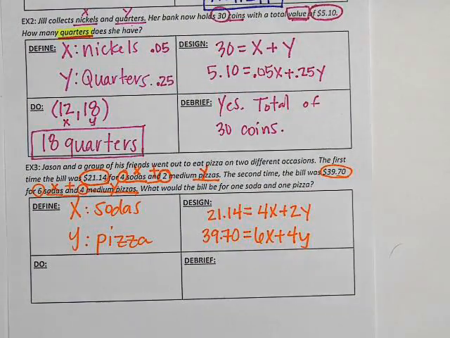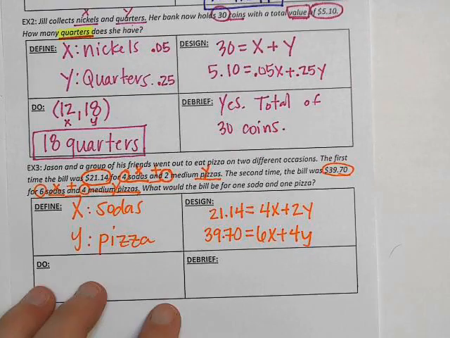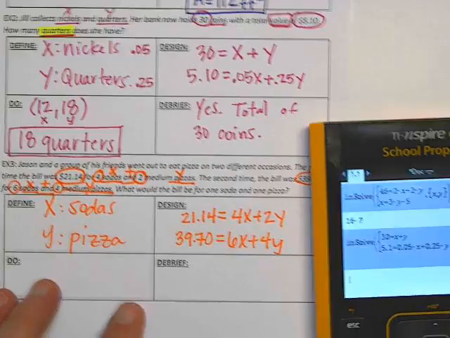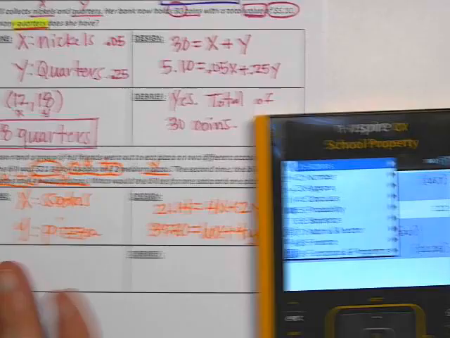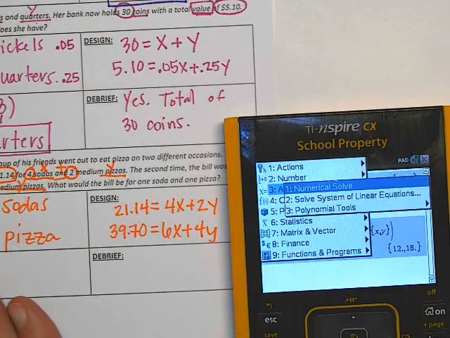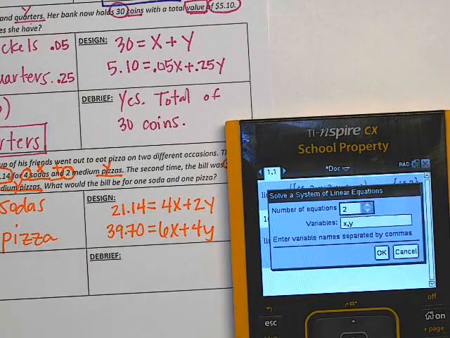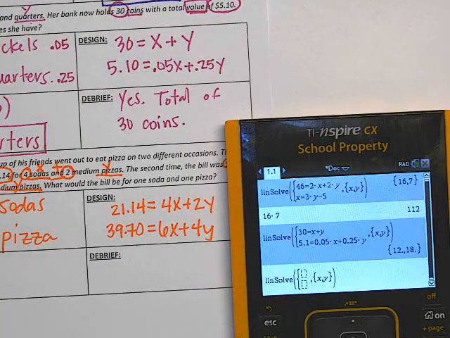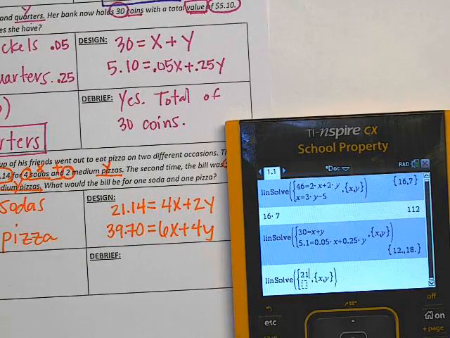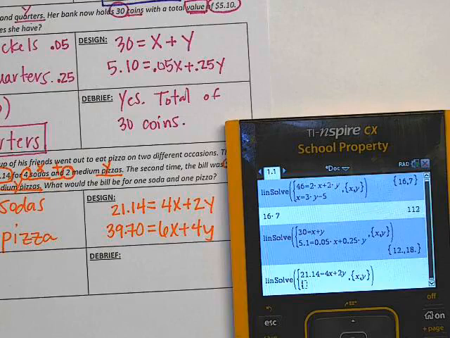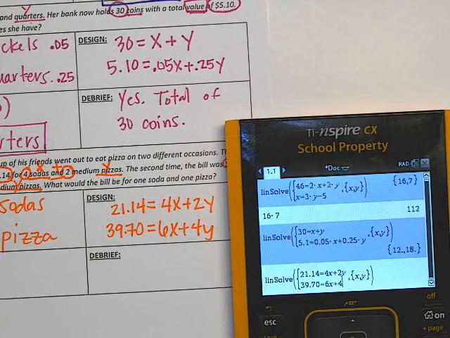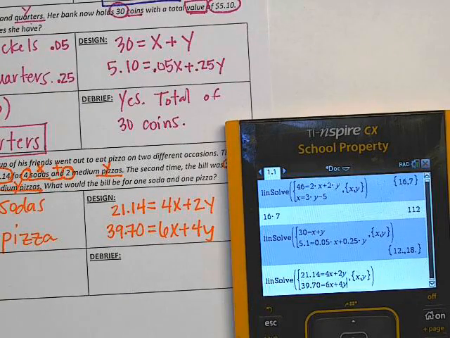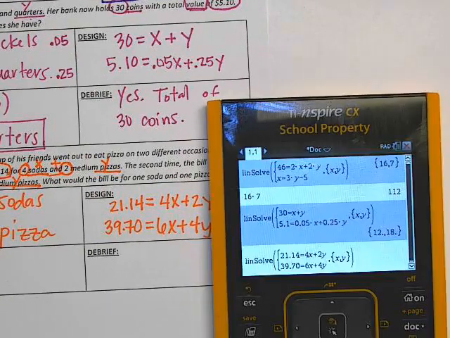Step 3, we do what? Put it in the calculator. Okay, menu. Algebra, systems. 2 equations, x and y. 21.14 equals 4x plus 2y. 39.70 equals 6x plus 4y. Okay, I hit enter.